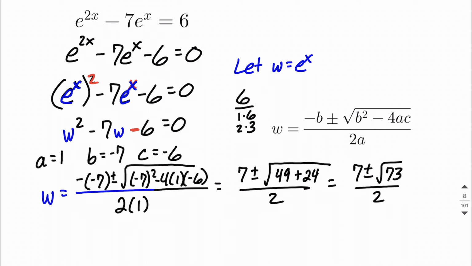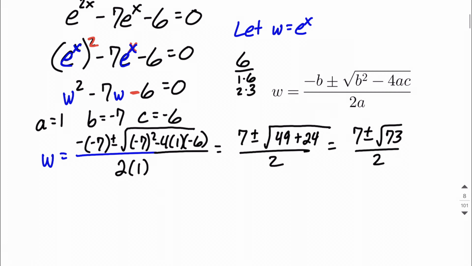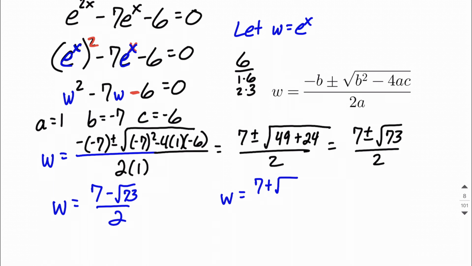All right, so you may be saying, okay, we got our solutions, kind of. Let me go ahead and point out that we found w equals 7 minus the square root of 73 over 2. And we can also say w is equal to the positive case, 7 plus the square root of 73 over 2. But we're not quite done, are we? Originally, we were trying to find x. We found w, but we haven't found x.